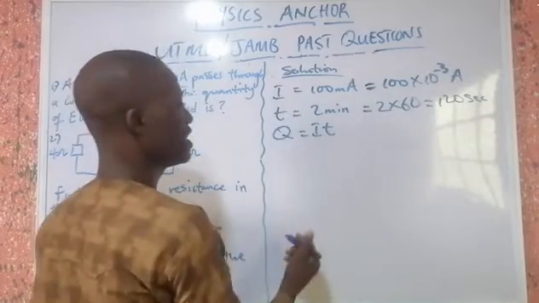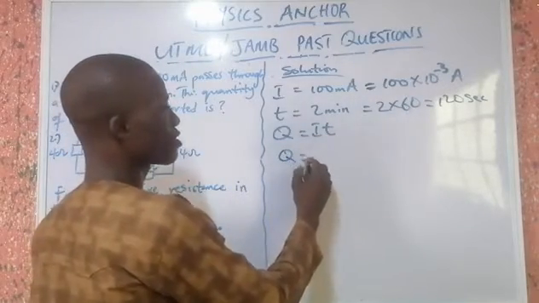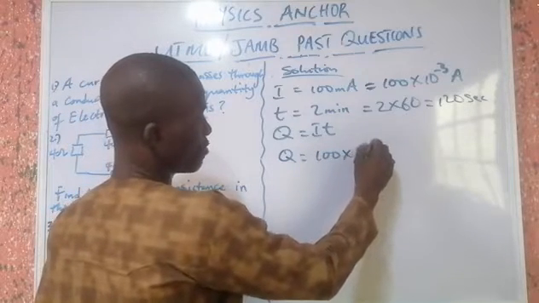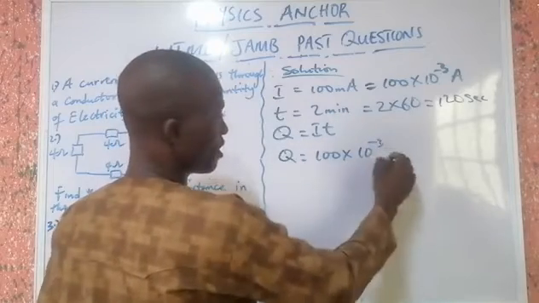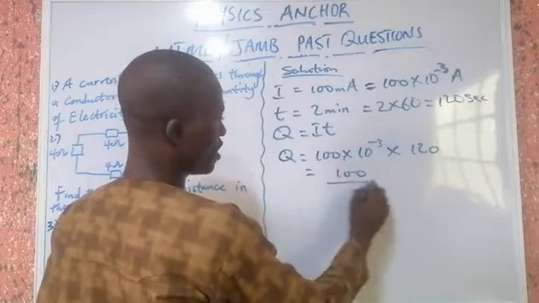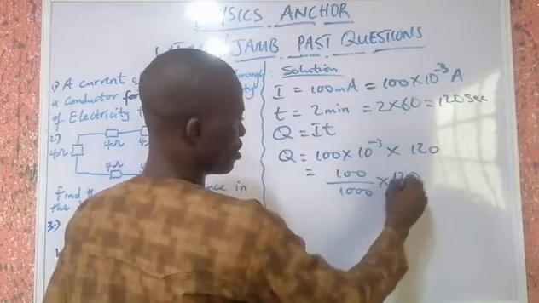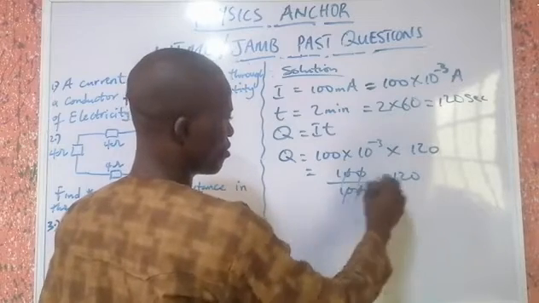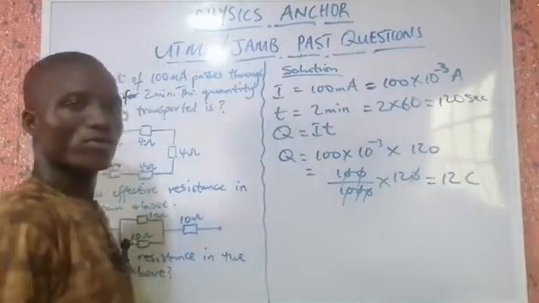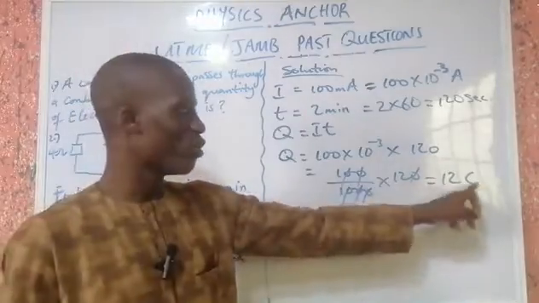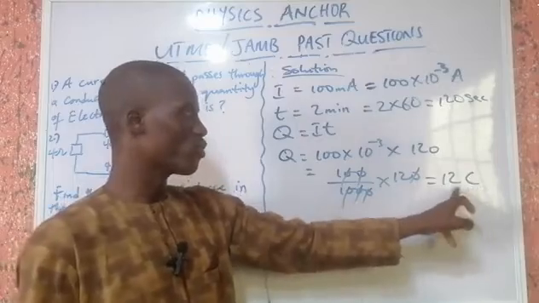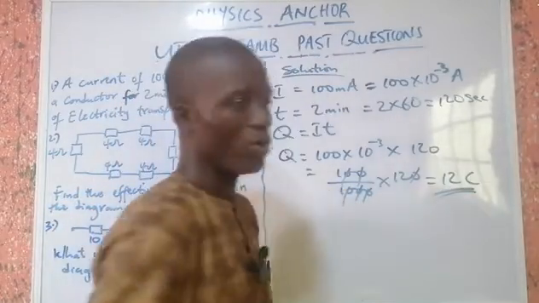So now we can find what we have here. That's Q equals current, which is 100 times 10 raised to power minus 3, and then we have times the time, which is 120. That will give us 100 divided by 1000 times 120. So that will give us 12 coulomb, because the unit for quantity of the electricity that is transported is in coulomb. So we are going to have 12 coulombs, and that will be our answer.